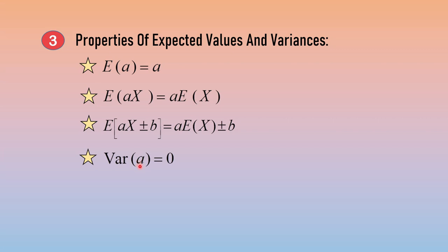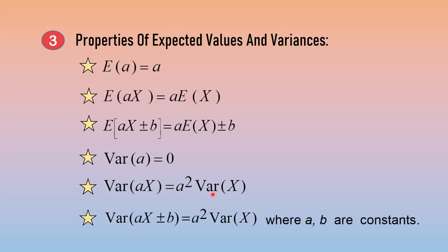Variance for any constant a is equal to 0. Variance for aX is equal to a squared times variance of X. Variance for aX plus or minus b is equal to a squared times variance of X, where a and b are constants.